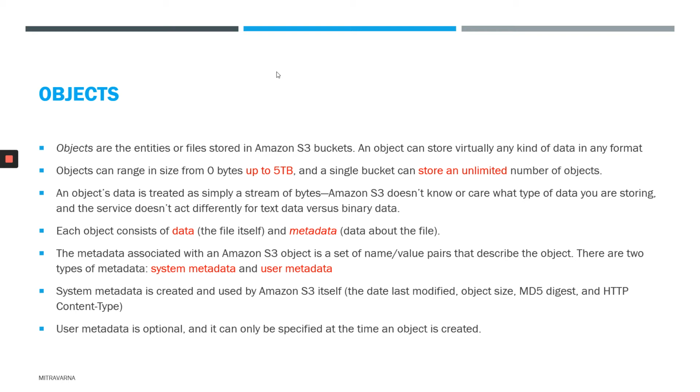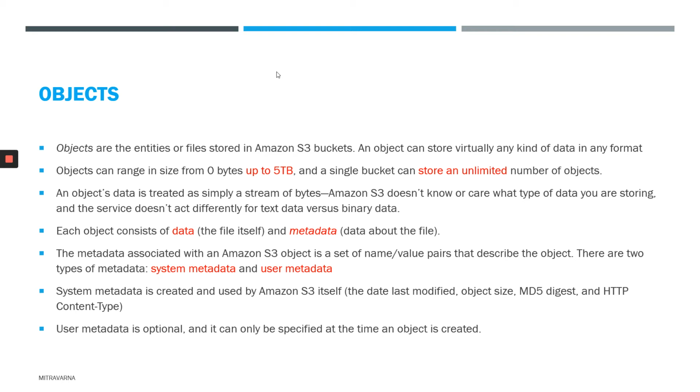An object's data is treated as simply a stream of bytes. As I mentioned earlier, it is object storage, right? Amazon S3 doesn't know or care what type of data you're storing, and the service doesn't act differently for text data versus binary data. Whatever data it might be, I'm not bothered about it. For me it is a stream of bytes. This is how the object will behave.